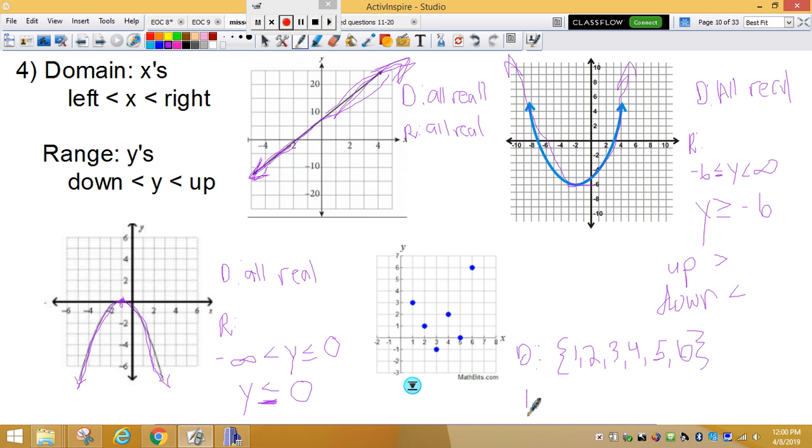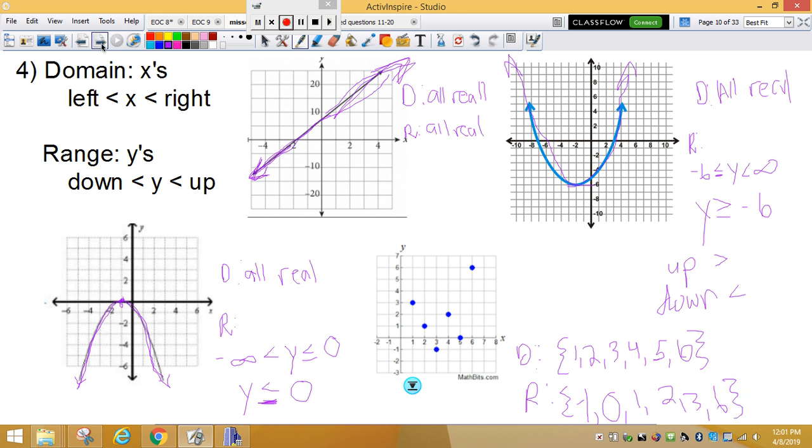Again, you should be writing this down with me. Range are your y's. So I'm just going to start. I'm going to go from bottom to top. So this one is at -1. And you need to put them in brackets. This one is at 0. This one is at +1. This one is at 2. This one is at 3. And this one is at 6.